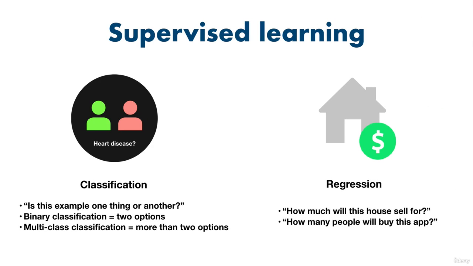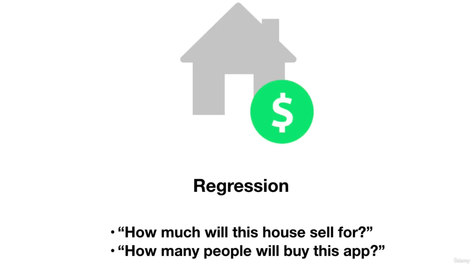Regression problems involve trying to predict a number. You might hear it referred to as a continuous number as well, which just means a number which can go up or down. A classical regression problem is trying to predict the sale price of a house based on things like number of rooms, the area it's in, how many bathrooms it has, or trying to predict how many people will buy a new app based on website visits and clicks.